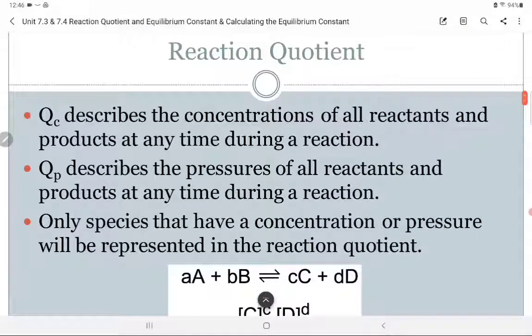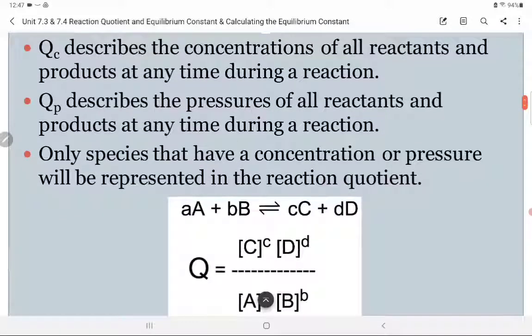Okay, so a description of what the reaction quotient is, and it's very much related to K, and as the unit progresses, we'll get a little more in depth with that. But Kc, concentrations, Kp, pressures, Q is the same way. And we're going to look at a generic reaction here.